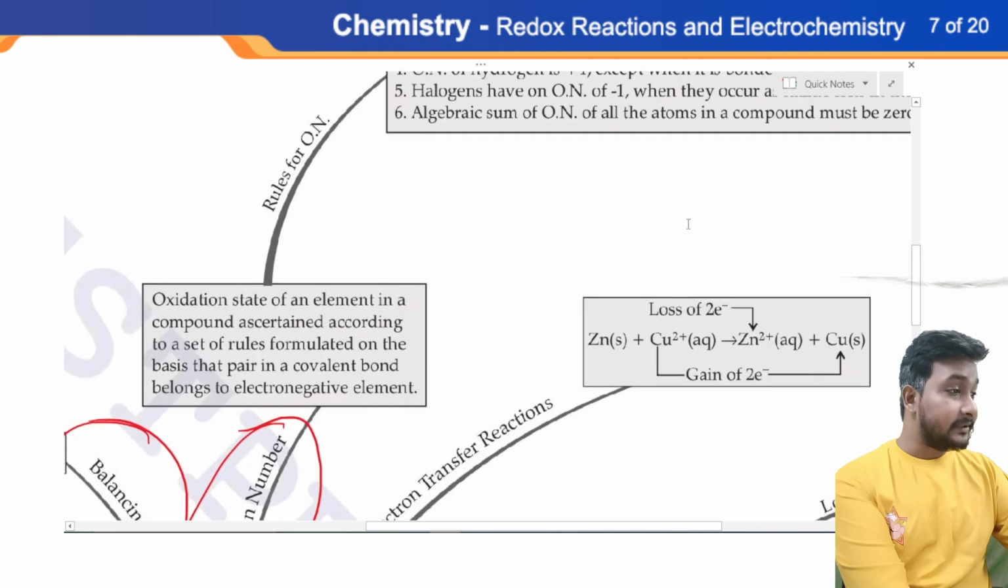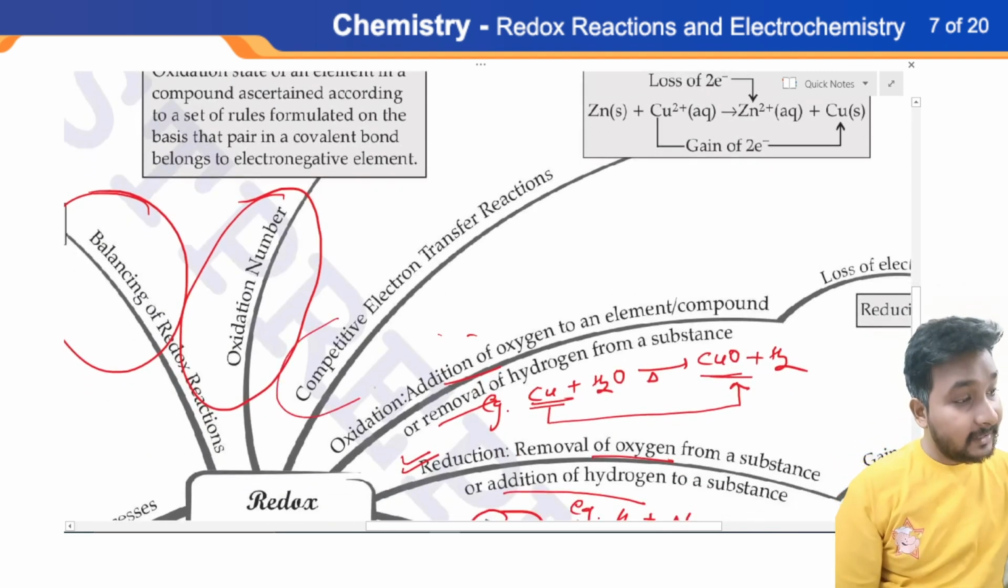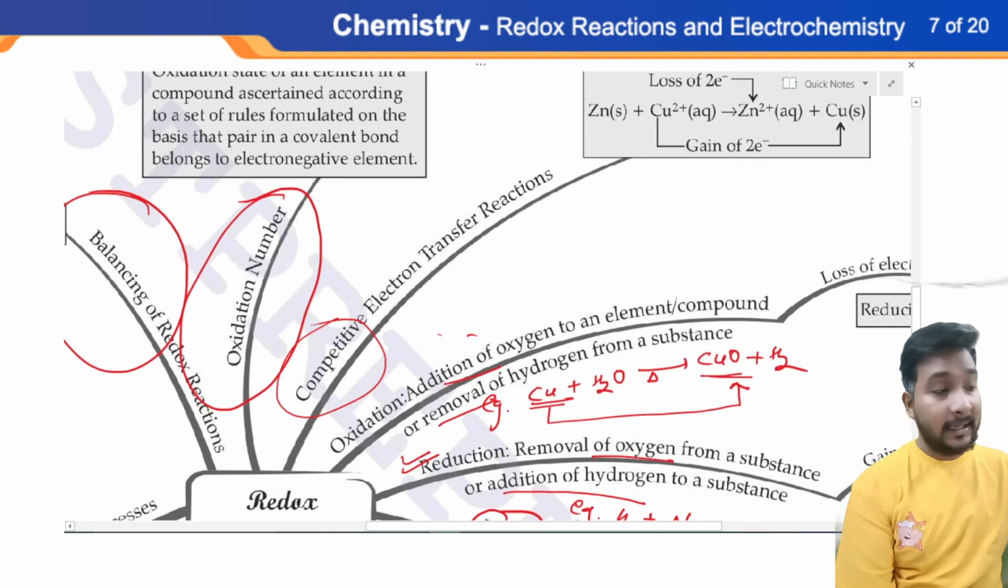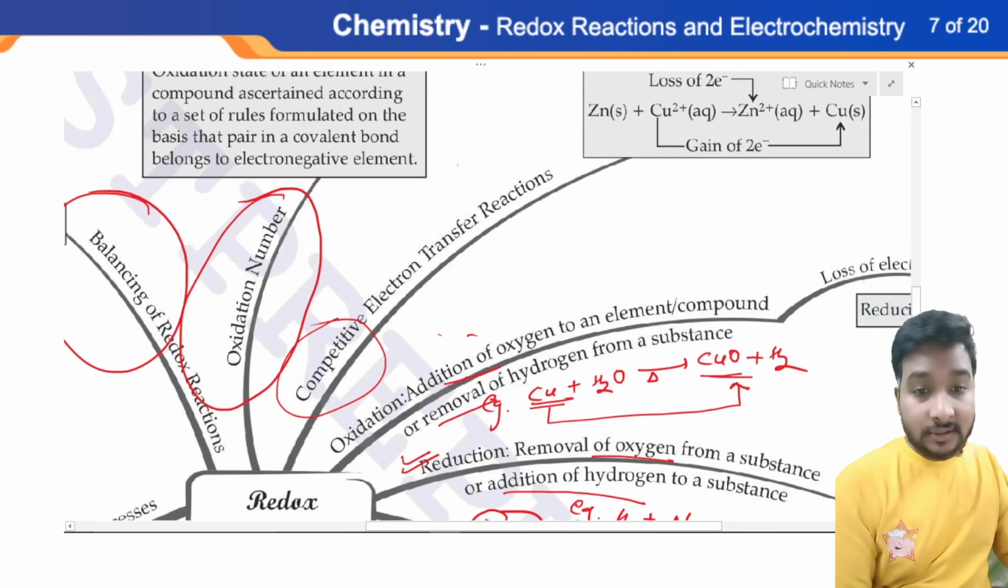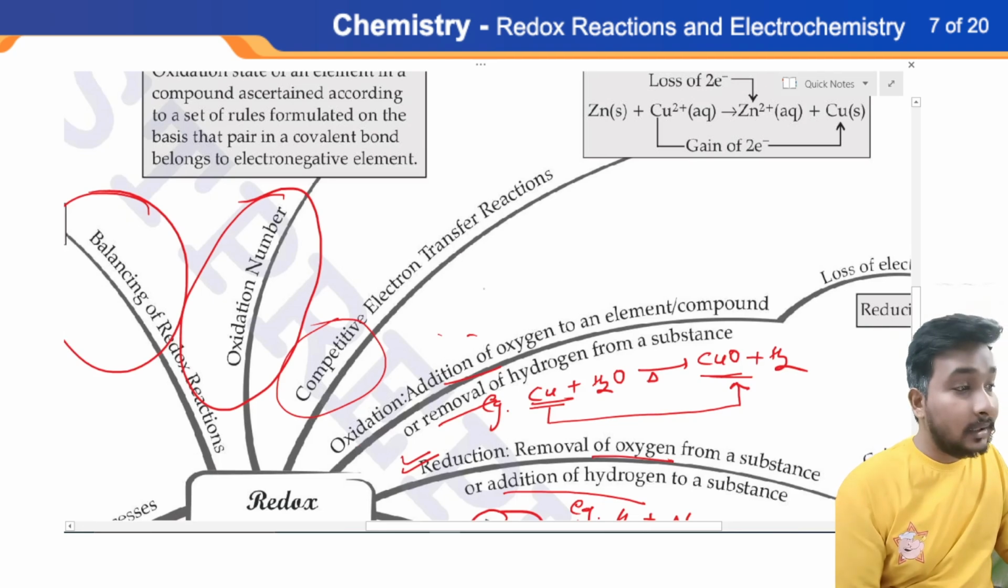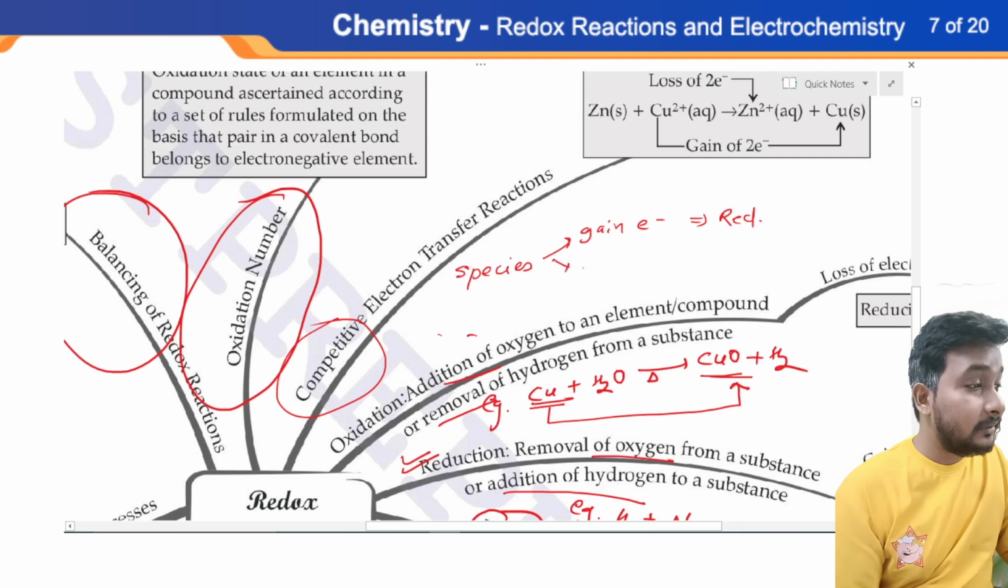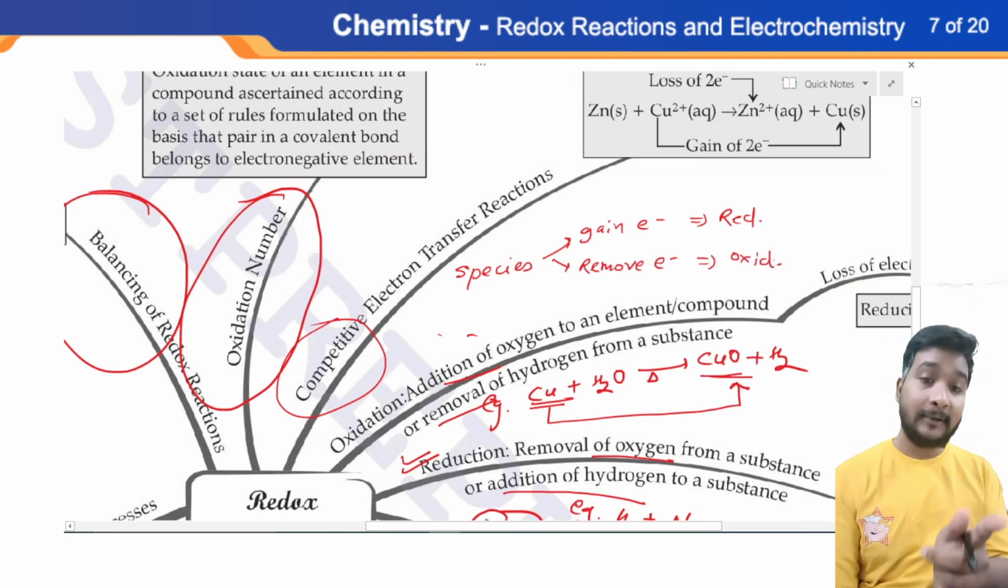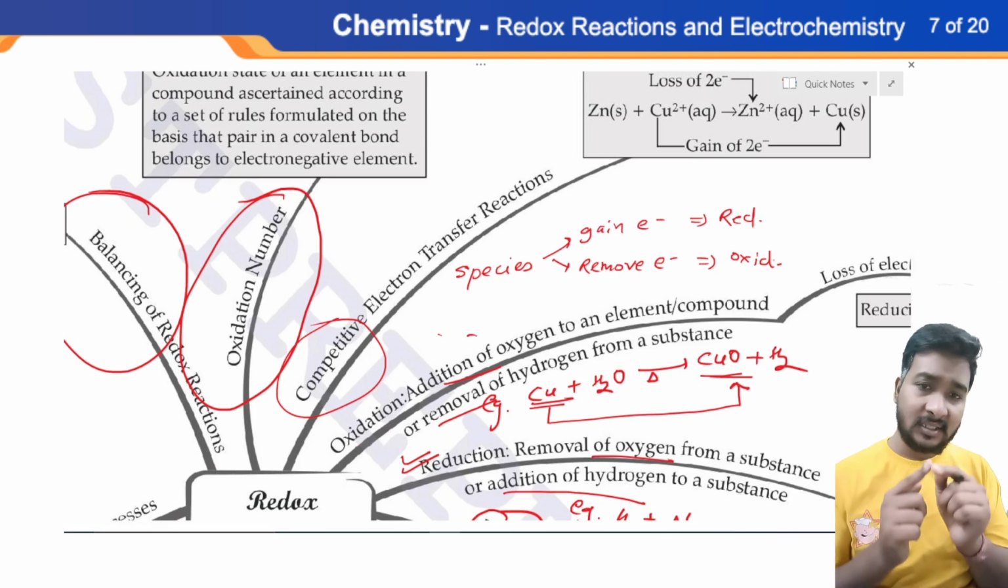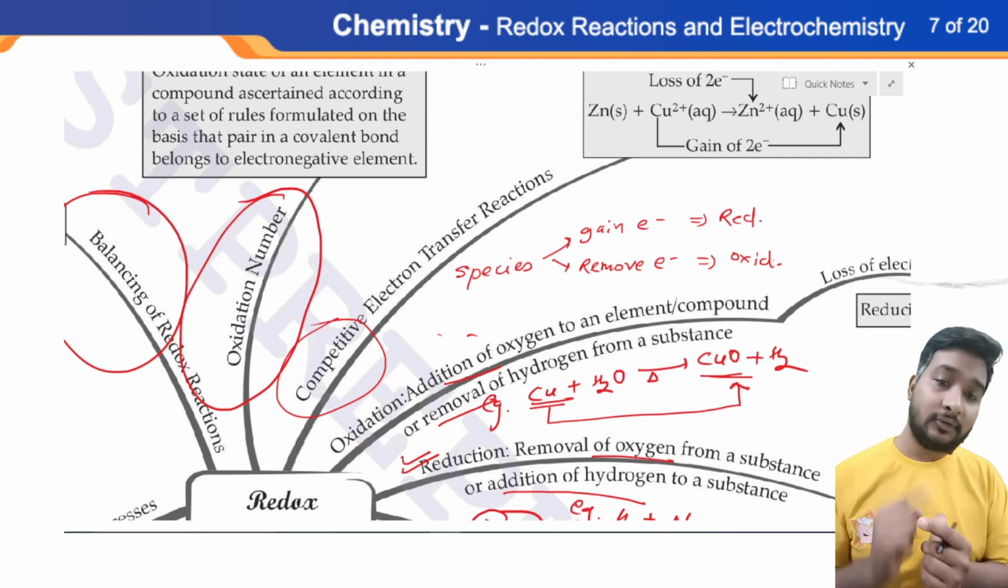Now let's move on to competitive electron transfer reactions. I have told you earlier, if we want to understand redox reactions on the basis of electron transfer, then we have to understand that if any species gains electrons, it is called a reduction process. And if any species removes electrons, it is called oxidation. This is very important. You have to keep this in mind.